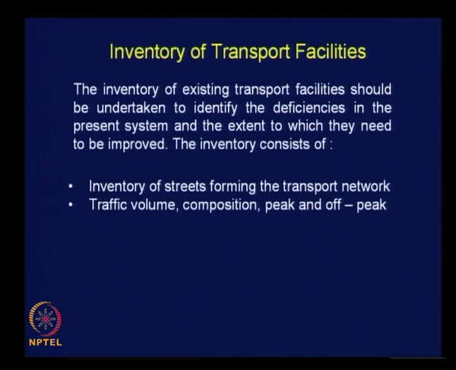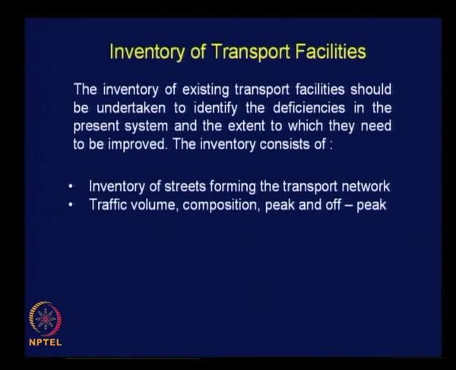Then traffic volume composition, peak and off peak. How to get this information and where to collect this information? I would say you have to collect this information at all the nodal points. Once you do this, you will automatically get the information related to your links. Node is an intersection with different legs or arms. These legs are nothing but links, isn't it?